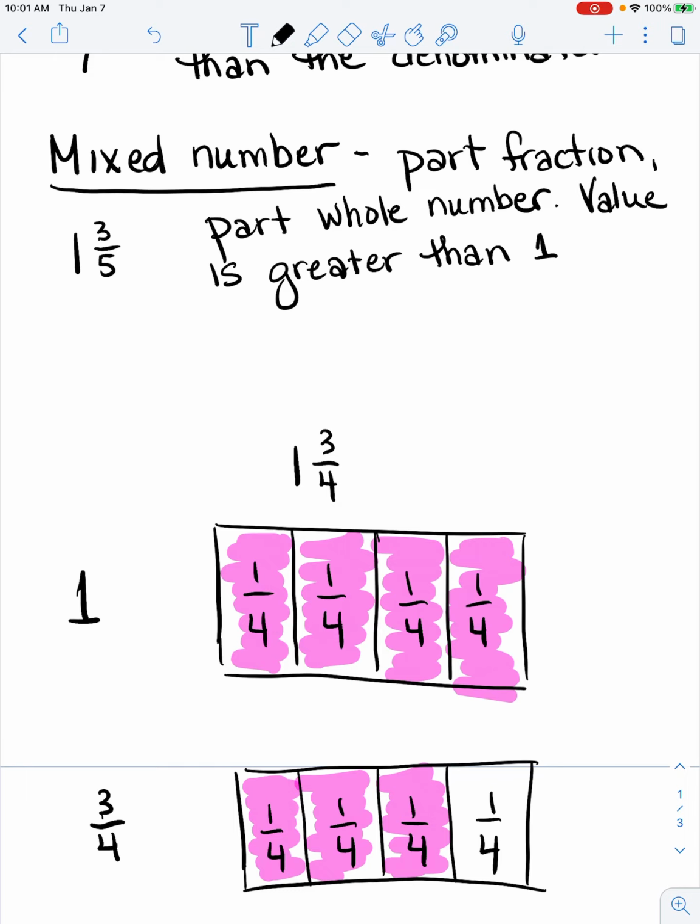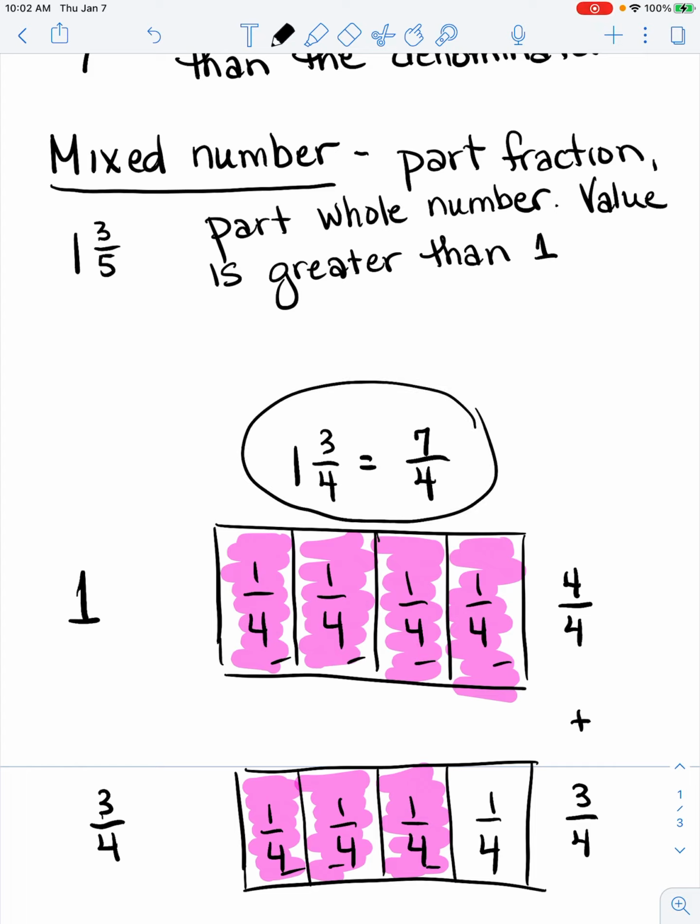Well, it's just as easy from this model to see that 1 and 3/4 is, well, let's see. There are 4/4 in this rectangle, and 1, 2, 3/4 here. And if I add them together, that will give me 7/4, or I can just count, right? 1, 2, 3, 4, 5, 6, 7/4. So we can see that 1 and 3/4 is equal to 7/4.